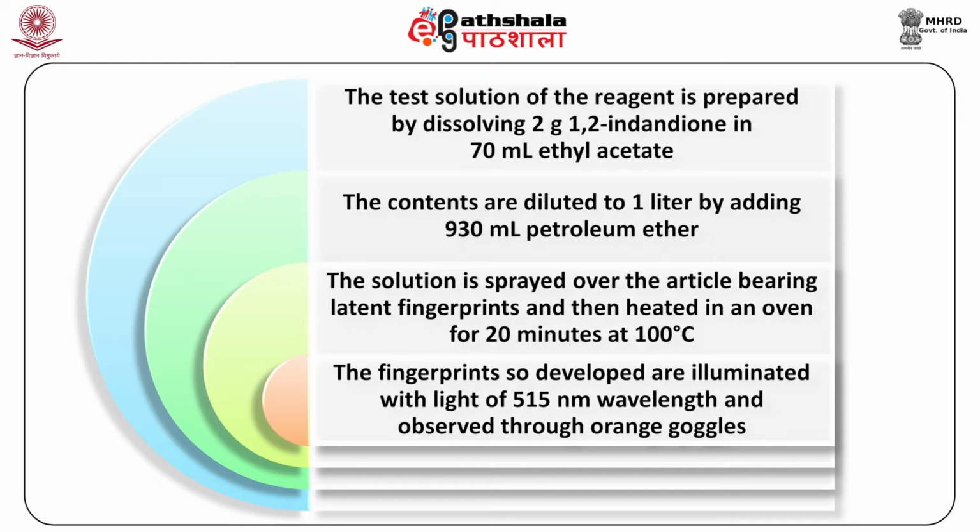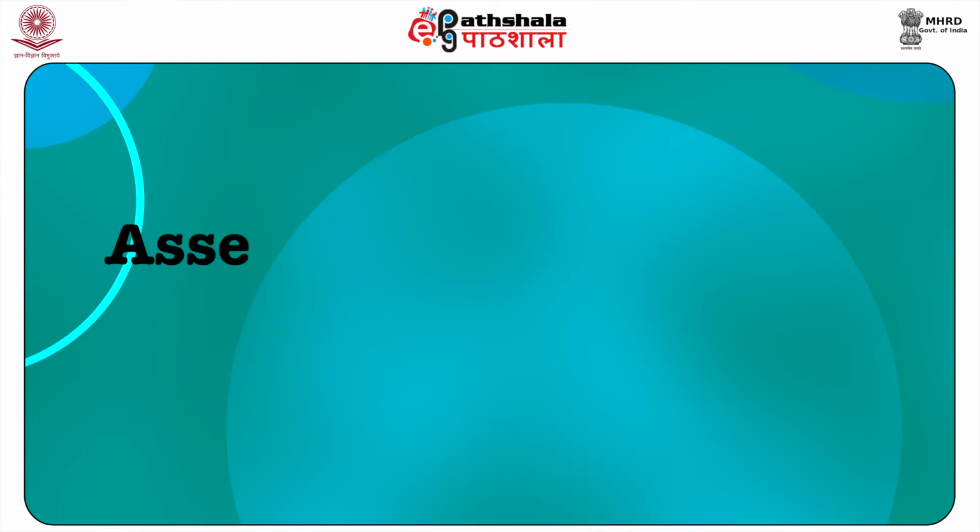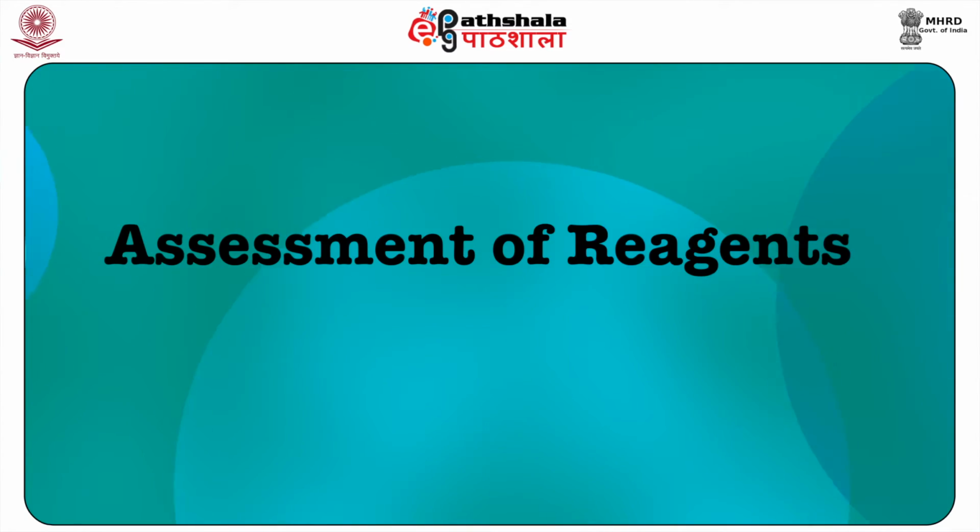The solution is sprayed over the article bearing latent fingerprints and then heated in an oven for 20 minutes at 100 degrees Celsius. The fingerprints so developed are illuminated with light of 515 nanometer wavelength and observed through orange goggles. Finally, these are photographed. Now, let us see the assessment of these reagents.